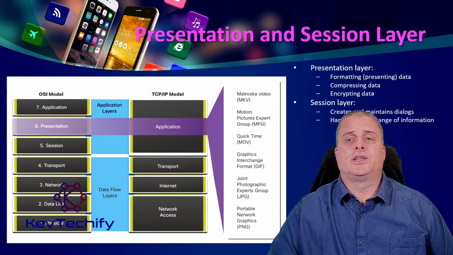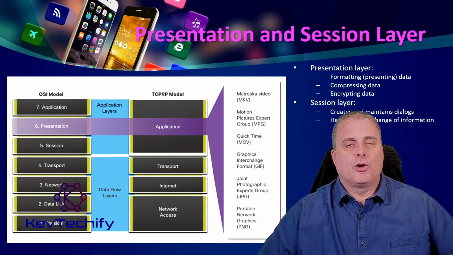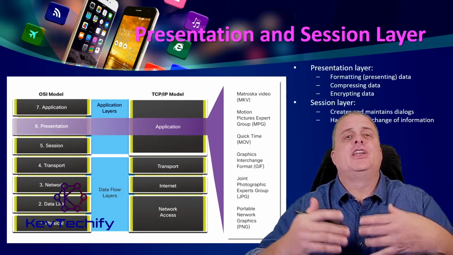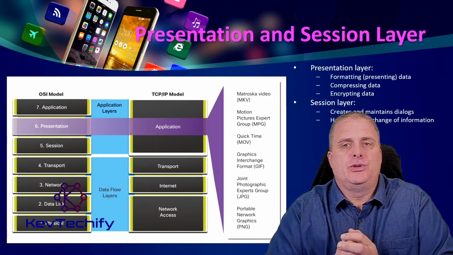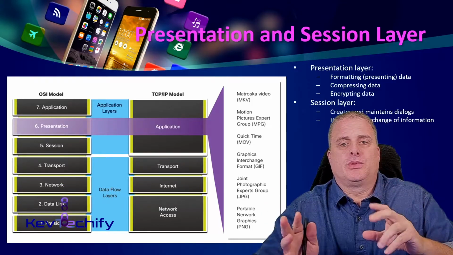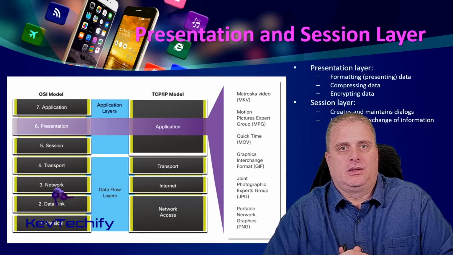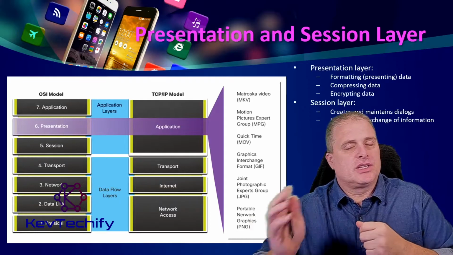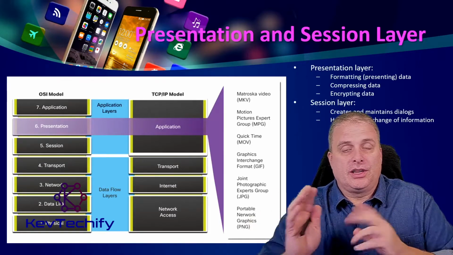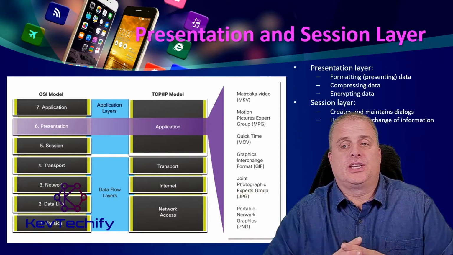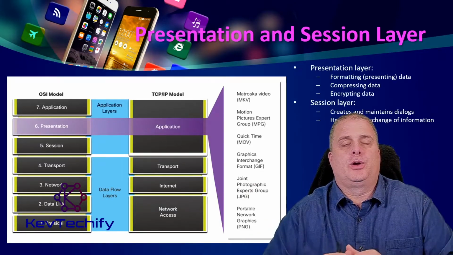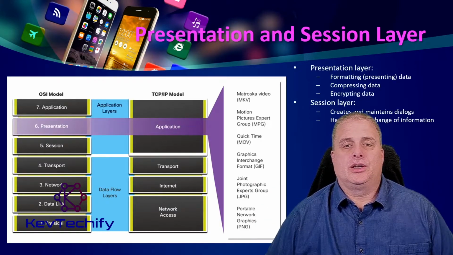The presentation layer is responsible for formatting or presenting the data so that the end user can actually be able to use that data. It's responsible for compressing data. We don't want a lot of blank space or redundant data being sent across the data network, so we compress that data. We also do encryption here at the presentation layer.